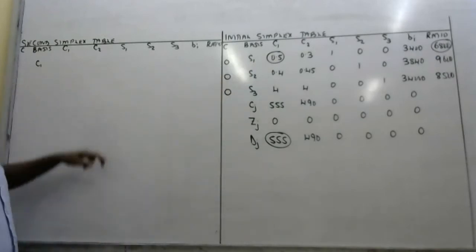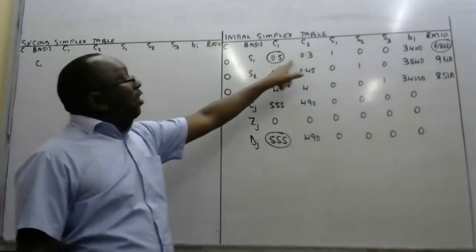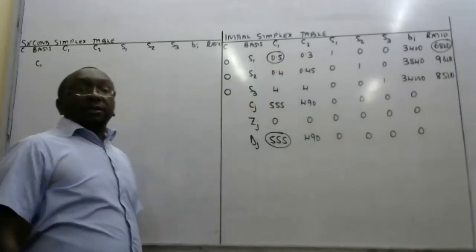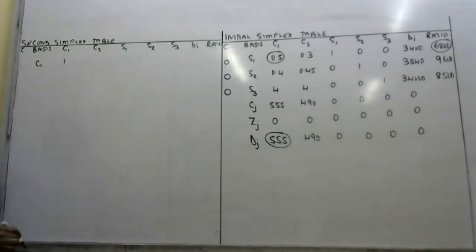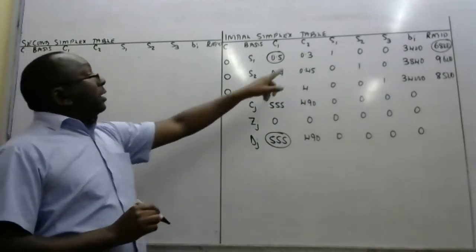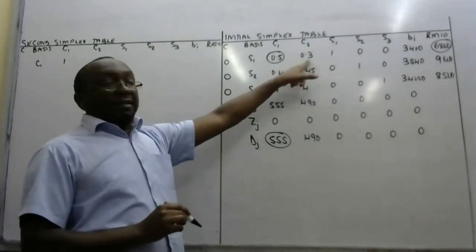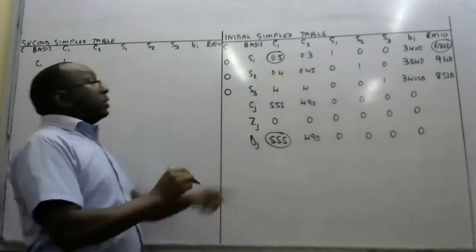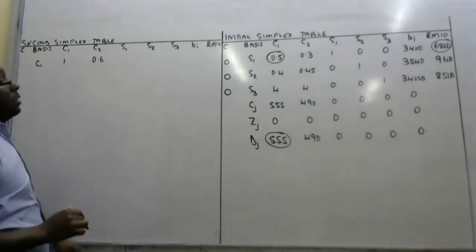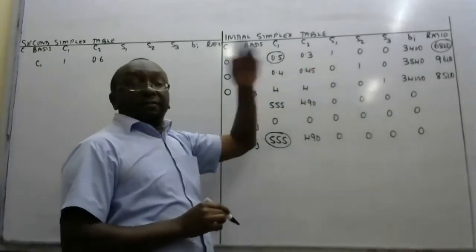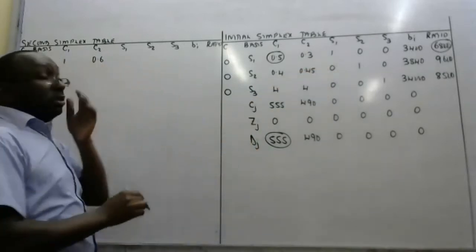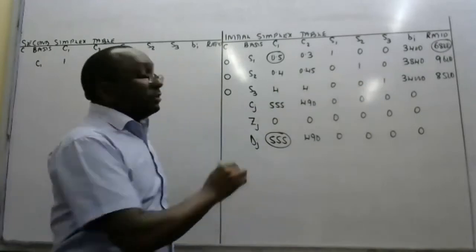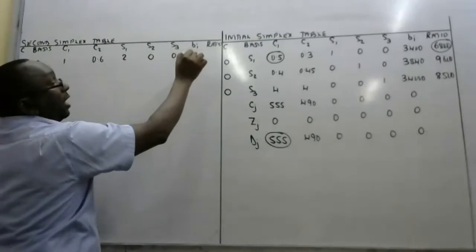So the next thing, to get the values here, you divide all these values by 0.5. So let's start. 0.5 divided by 0.5, 1. So you record it here. 0.3 divided by 0.5, 0.6. 1 divided by 0.5, 2. 0 divided by 0.5, 0. The same key is 0 here, and this one is 6800.